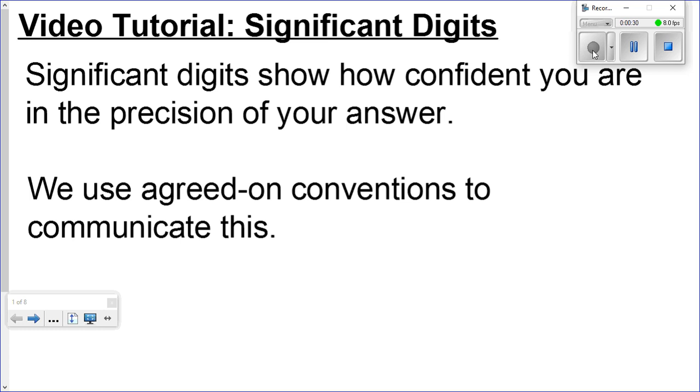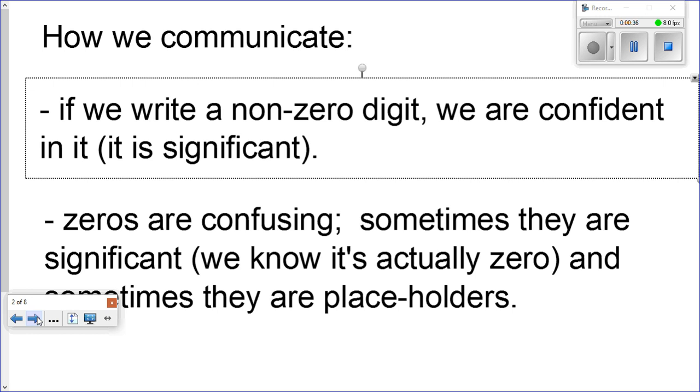And the way we do that, we have to have conventions so that we can write the numbers out without having to say it every time. So we have conventions that we use to communicate. So, how we communicate it. If we write a non-zero digit, we're confident in it. So if we put a non-zero digit down in an answer, then we're saying it's significant. If it wasn't significant, we wouldn't put it there.